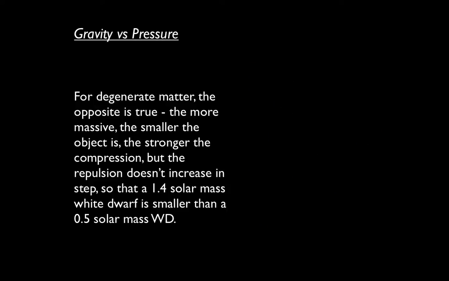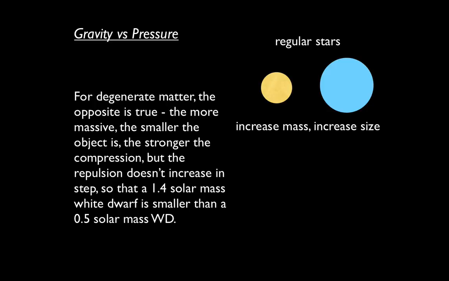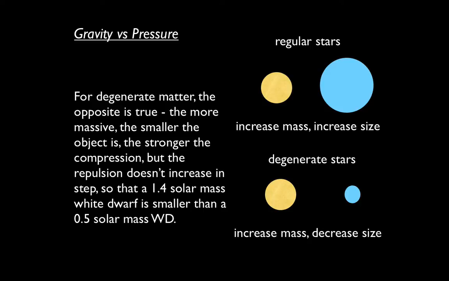That's because the more massive the object is, the stronger the compression from gravity. But the repulsion between the electrons doesn't really increase in step, so a 1.4 solar mass white dwarf is actually smaller in size than a 0.5 solar mass white dwarf. For regular stars, if you increase their mass, you increase their size. For degenerate stars, if you increase their mass, their size actually decreases, which is really counterintuitive.